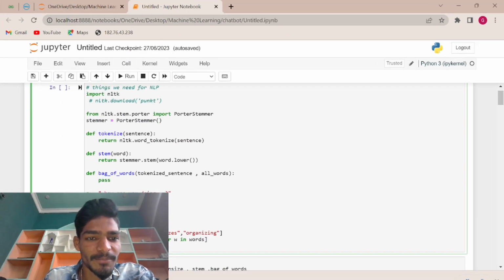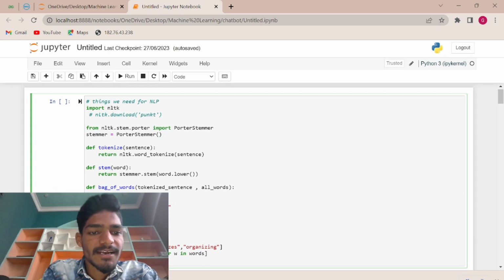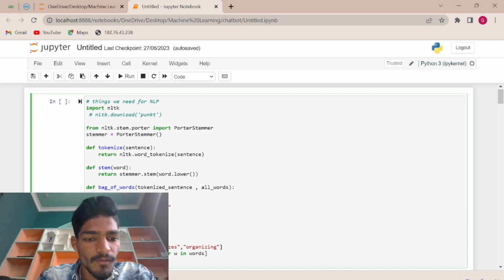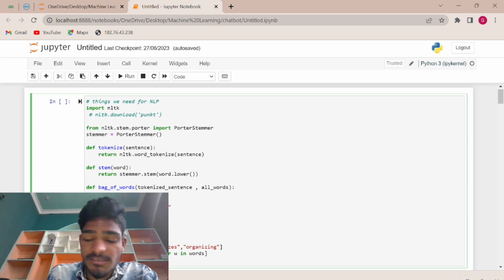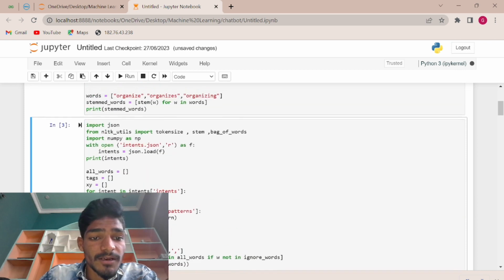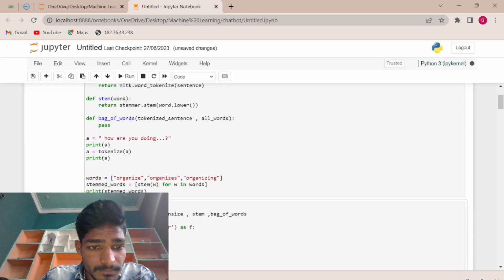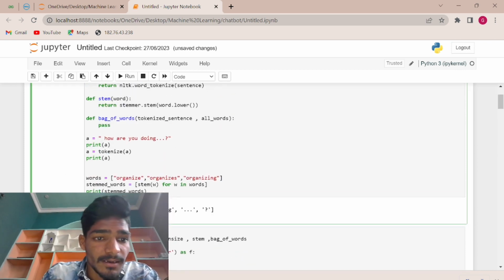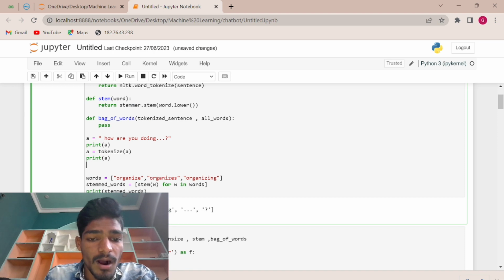This was our coding part. When the user tries to enter the data, it tokenizes the data, separates the words, and collects them in a bag of words. I can show the sample output. When we run it, here, a is equal to how are you doing. In the output you can see how are you doing. All the words are separated by commas. The words are returned as the original words.